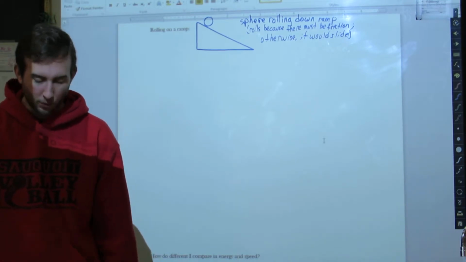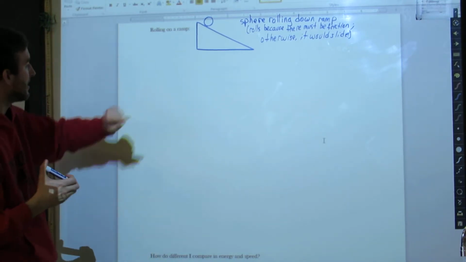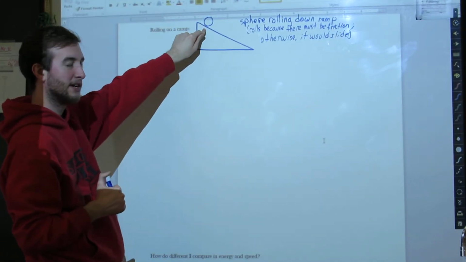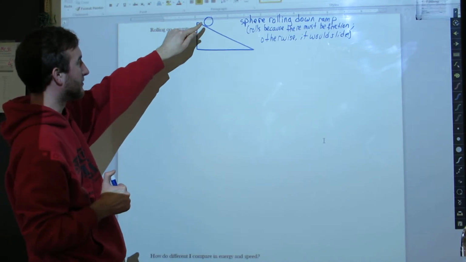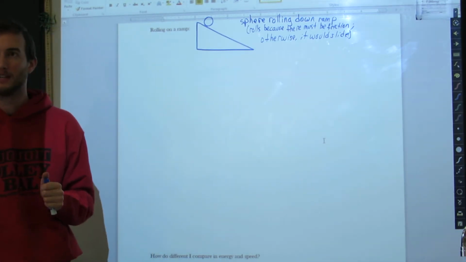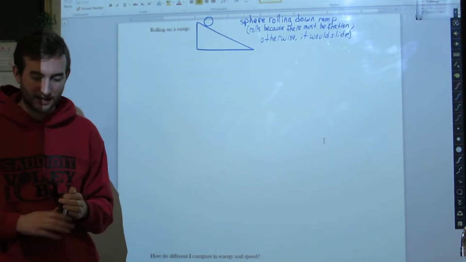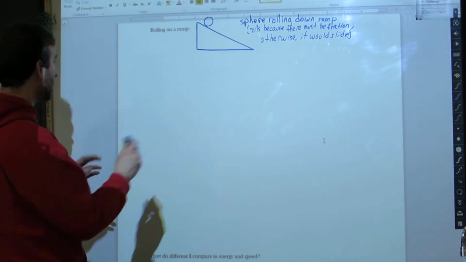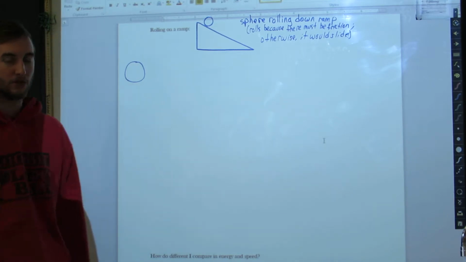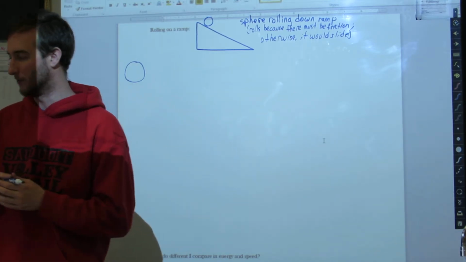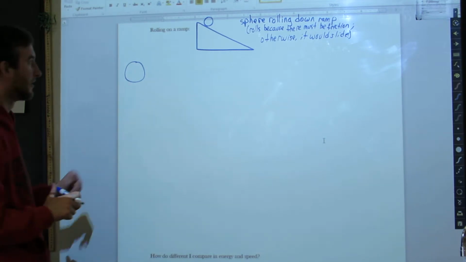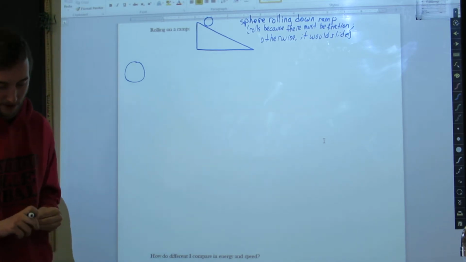And we're going to go with the condition that the rolling is smooth. The point of contact right here, we're going to go with the idea that that is momentarily motionless as it rolls. What this means essentially is that static friction is acting on our object. So we need a free body diagram. And since it's an object that is rotating, we need to draw our free body diagram and show exactly where all the forces are acting on the object.